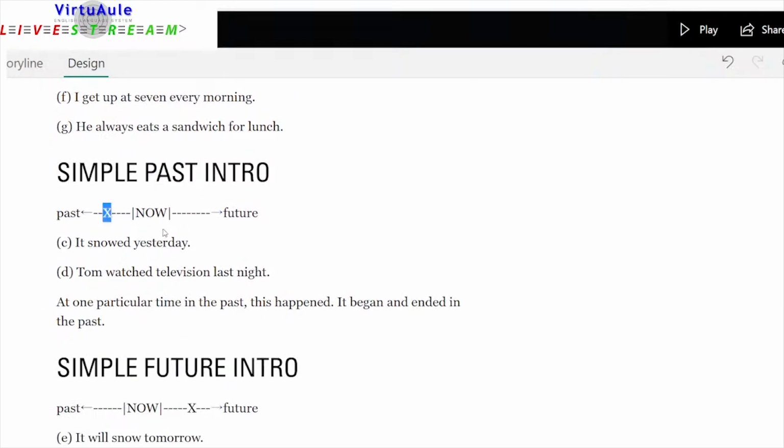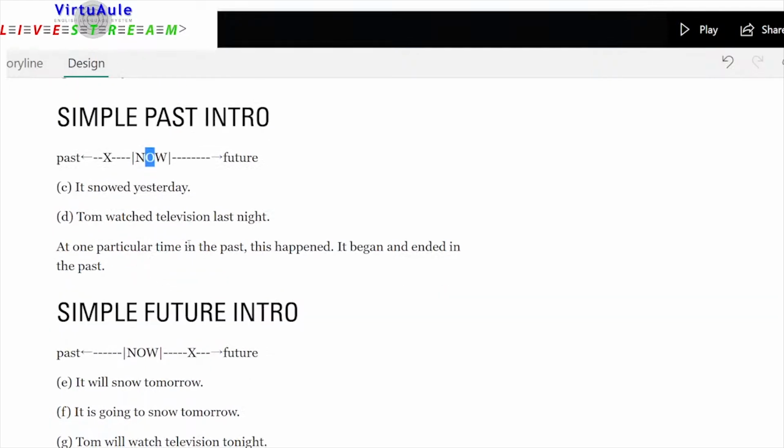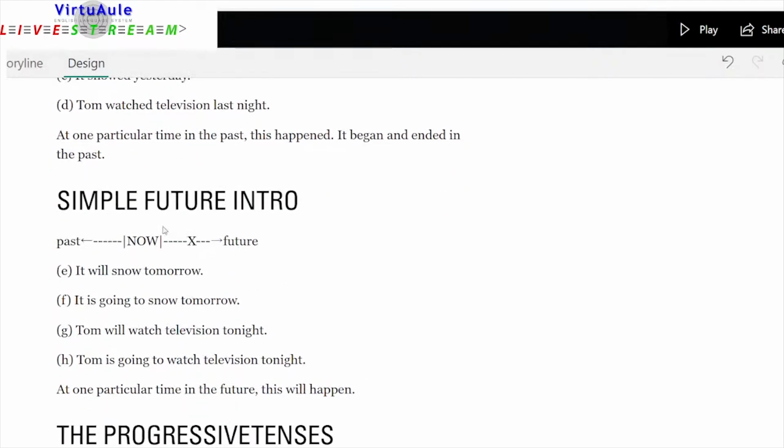A little intro about the past. Here we have an X and now and nothing in the future. So it snowed yesterday. That means that it snowed yesterday. It's not snowing now. I don't even know if it will snow in the future. Tom watched television last night. That's last night. Today is another question. At one particular time in the past this happened. It began and ended in the past.